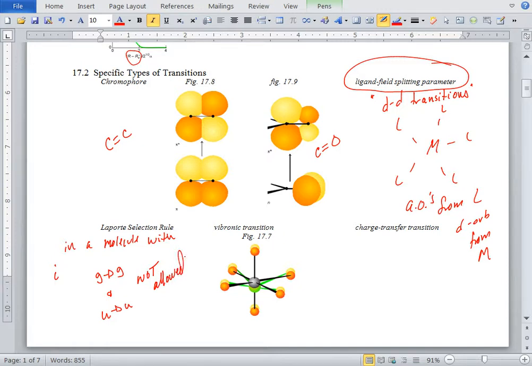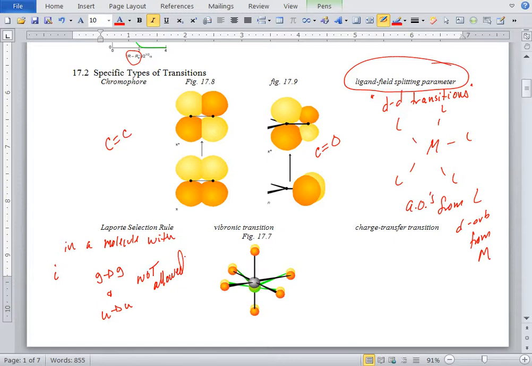Now, what was this G and U stuff? Parities, gerade and ungerade, right? If a molecule has a center of inversion, all these molecular orbitals are supposed to have G's and U's on them. If the wave function sign didn't change, it was gerade. That's what the colors meant: bright color was plus, dark color was minus, for the wave functions. And anyway, these transitions aren't allowed.